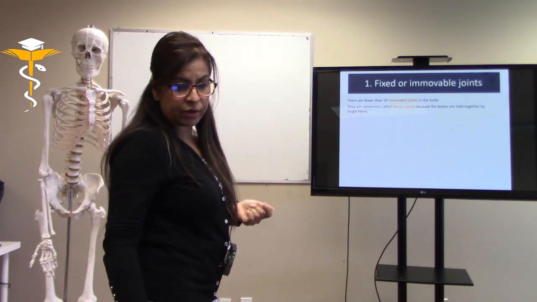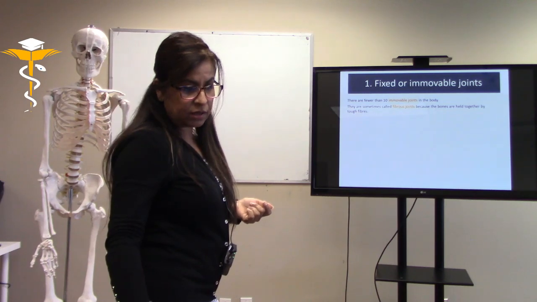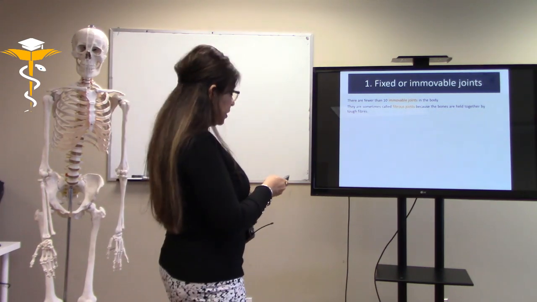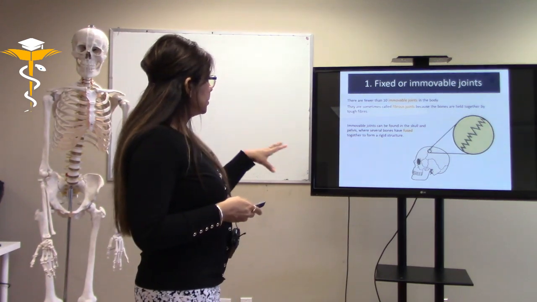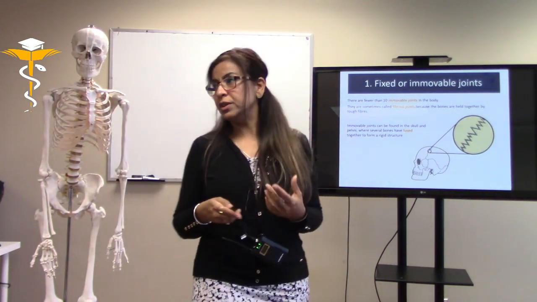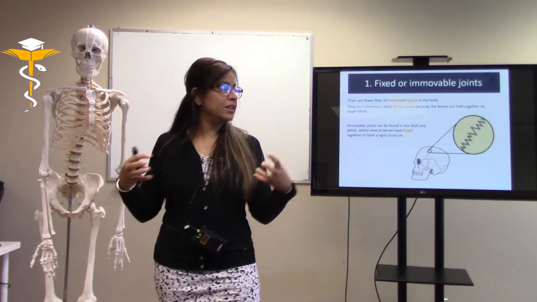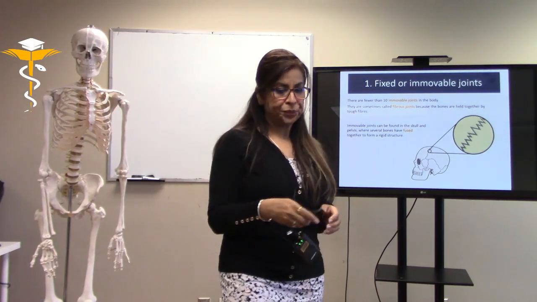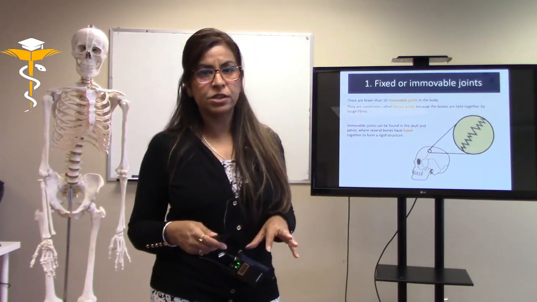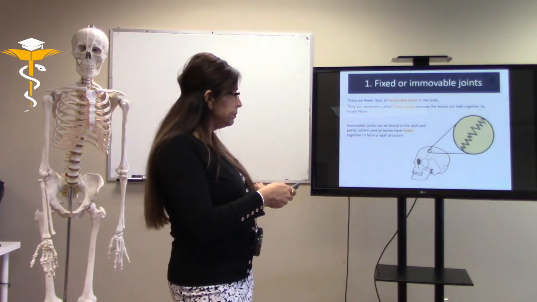Going on to our next, let's go further. Immovable joints, as I already told you, are also found in the pelvis here. These are immovable joints, and they're fused together to form a rigid structure. So not much there with the fixed or immovable joints, as there are only 10 immovable joints in our body.